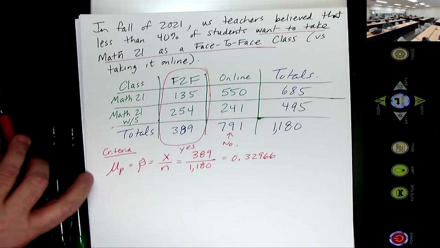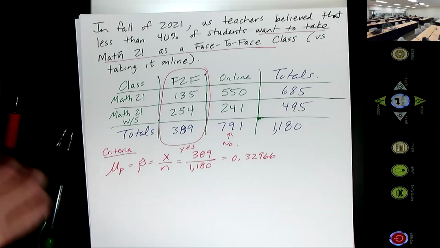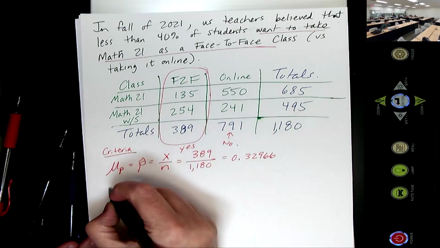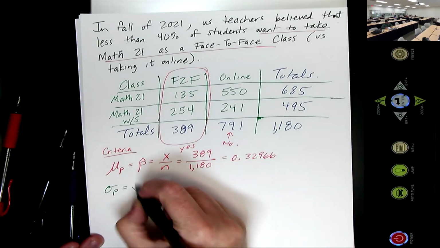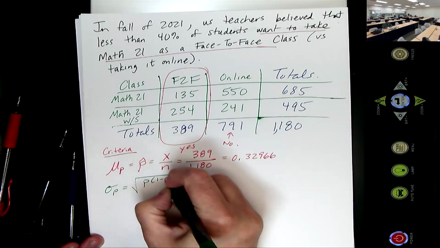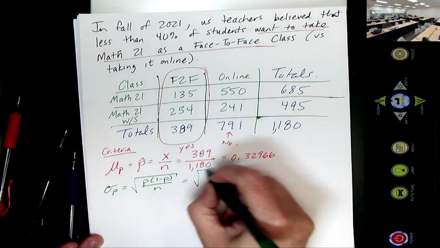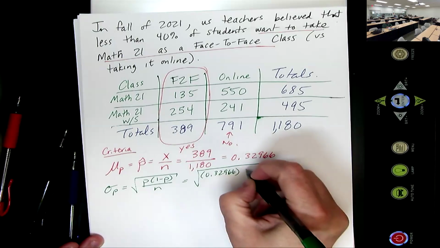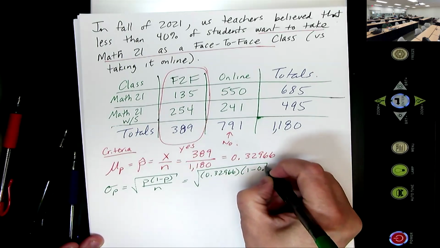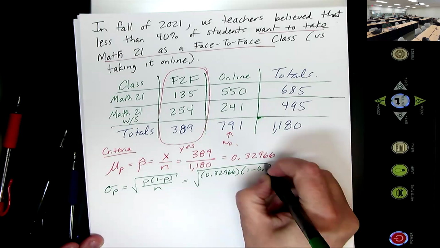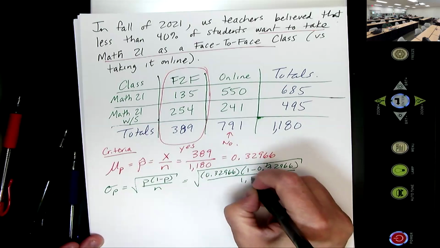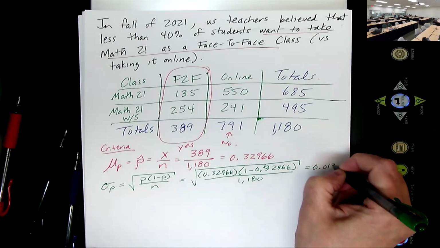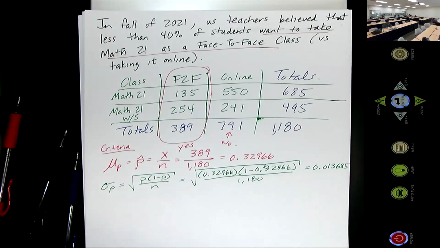And while I'm doing this, just in case you ever need to find the standard deviation by hand, we'll walk through finding that real quick. Standard deviation by hand, if you recall, we had the square root of p times 1 minus p over n. So 0.32966 times 1 minus 0.32966, all over n, which is 1,180. If you take the square root, you're gonna get 0.013685. This is calculator steps.